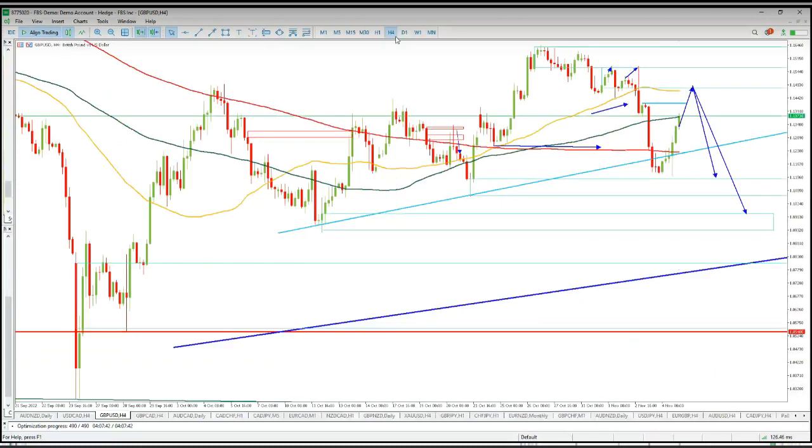Now, another thing that you must take note of is that we're currently in the final months of the year, which means that you can begin to expect a whole lot of unprecedented volatility in the markets.